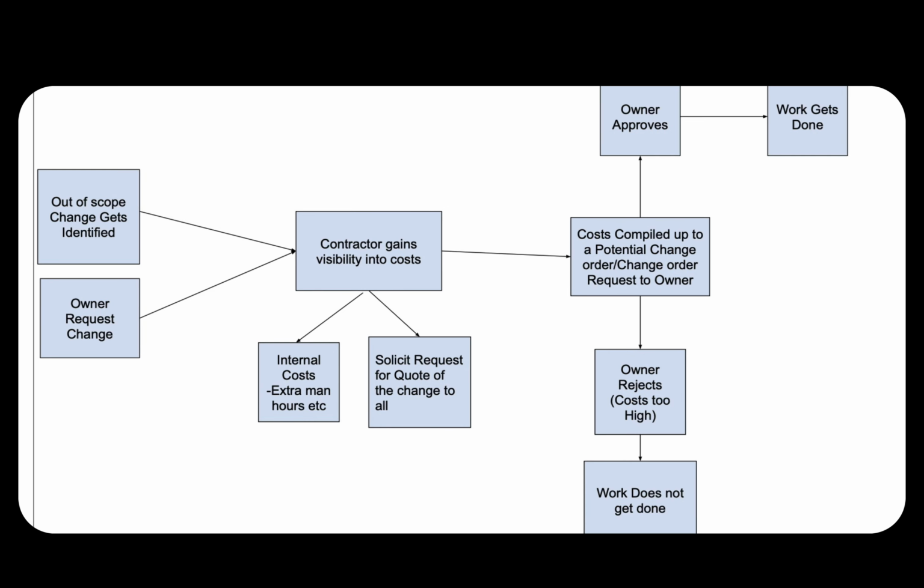You're identifying it as a general contractor or an owner requests a change. Those can be through requests for informations, field directives, or otherwise. The contractor gains visibility into the cost as well as schedule. You can solicit requests for quotes from the subcontractors or gather internal costs if you are self-performing. With all that information, you're pricing the change: labor, materials, equipment, and markup. You compile all of that to get a potential change order or change order request, whatever you call it, to send to the owner. If owner approves, the work gets done. If owner rejects, the work does not get done.